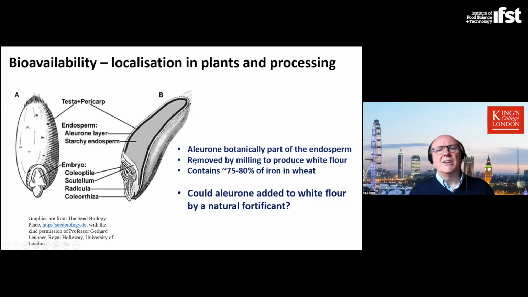So taking you back to a slide I showed you earlier, I showed you that the aleurone is an important part of the wheat caryopsis. The aleurone is actually botanically part of the endosperm, but it attaches particularly strongly to the outer bran layers, to the testa and pericarp, and it's removed during the milling process to produce white flour. The aleurone contains something like 75 to 80% of the iron in the wheat grain. And the question we've asked is, could we add that aleurone back into white flour to add as a natural fortificant?